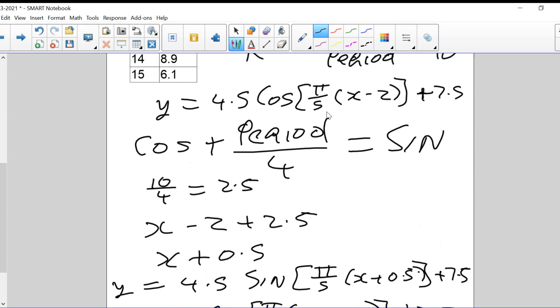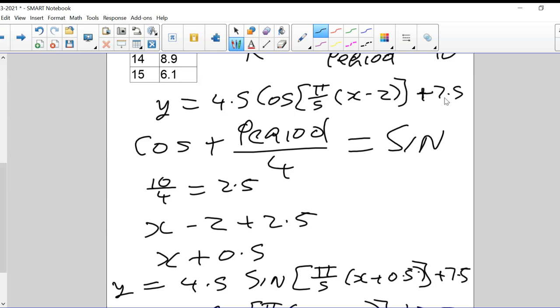4.5 cosine pi over 5 times 0.437 minus 2 plus 7.5. Try that out for yourself right now. Your answer should be, it's not going to be exactly 10. It's probably going to be like 9 point something or 10.0 something. It's going to be close, but not exactly equal to 10. Could you try that for yourselves, please?